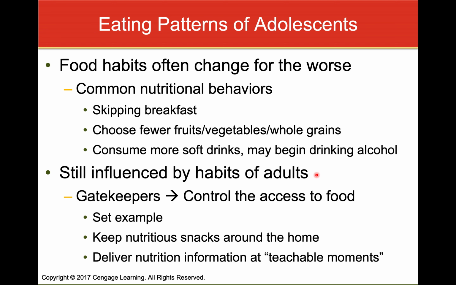As an adolescent, they're still influenced by the habits of adults. We consider the adults as gatekeepers, meaning they control the access to food. So, again, important to set an example as an adult. Important to keep nutritious snacks around the home so that if the adolescent is hungry, the food that they're able to get to are nutritious.